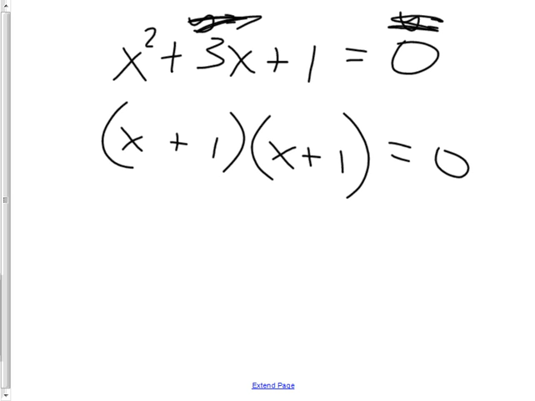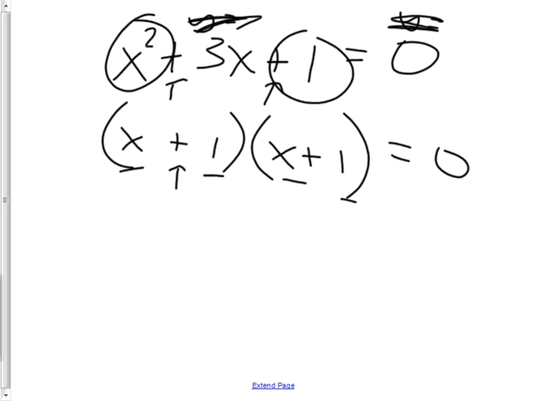No, because the only way I could do it is this has to break up into an x and an x. A 1 has to break up into a 1 and a 1. And these are all pluses. They have to all be pluses. So I've done it the only way it could be done, and it doesn't work. How do I know it doesn't work? That and that don't make what? 3x. So this did not work.